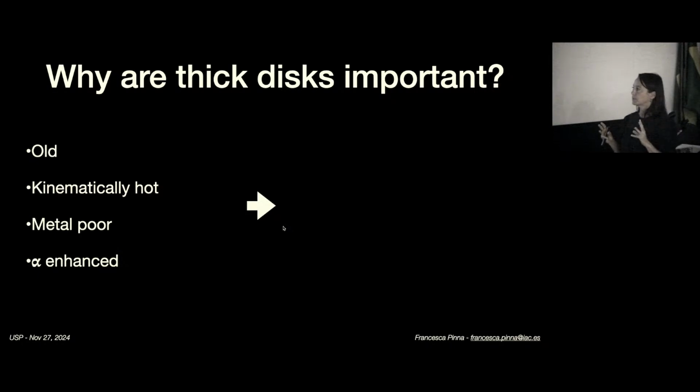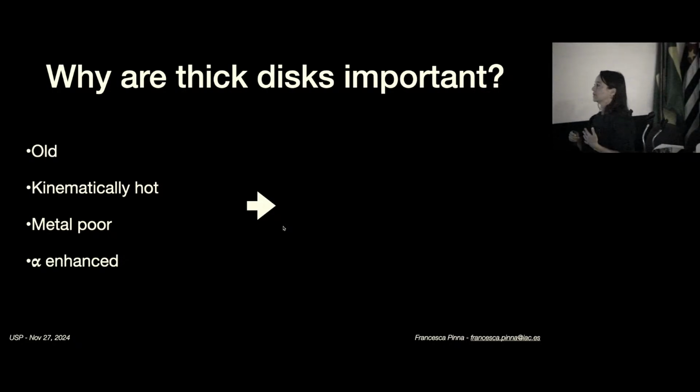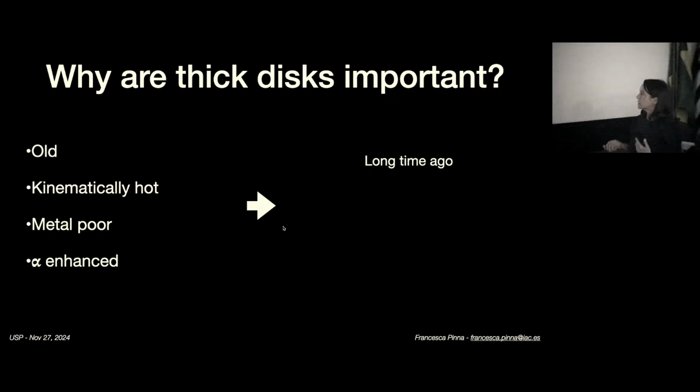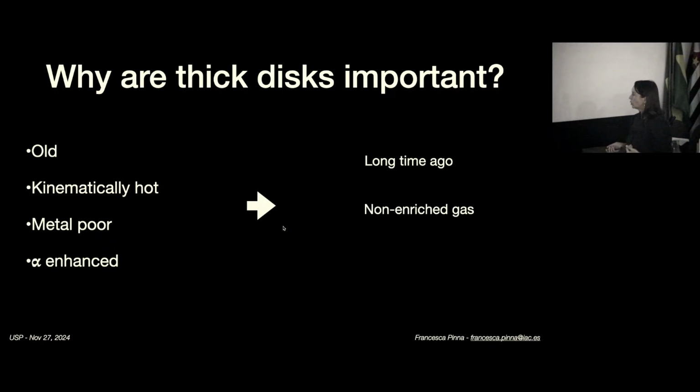So knowing what are the traditional properties of thick disks, we have said that they are in general kinematically hot, but also old, metal poor, alpha enhanced. So what does this mean? This means that the stars were formed a long time ago. Because they are old, they were formed from a non-enriched gas, and also probably on a fast time scale, because the alpha enhancement is usually interpreted, especially in the context of thick disks, as a faster time scale.